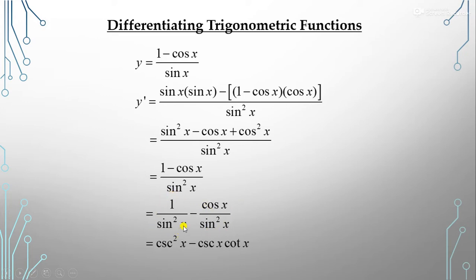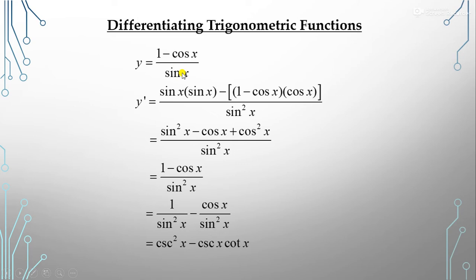And what is 1 upon sin? We know that 1 upon sin x is cosec x, so it becomes cosec square x minus cos x upon sin square x, that is cot x times cosec x. If you represent your answer up to here, it will also be right, or you can simplify it in this form. So this is the differentiation of this with respect to x.